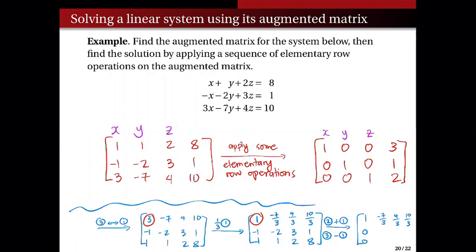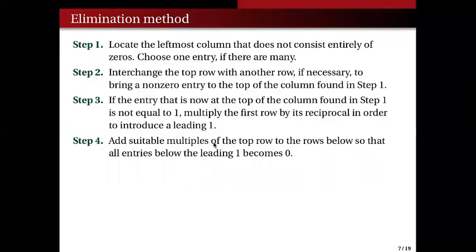Okay? And notice, this is a leading one, and then all the entries on the column of the leading one are now zeros. So what we are actually doing is trying to reduce the augmented matrix to its reduced row echelon form. So that's step number 4. Add suitable multiples of top row to the rows below so that all entries below the leading one become 0.